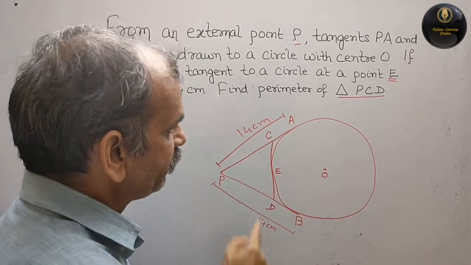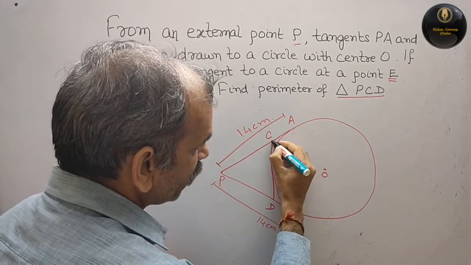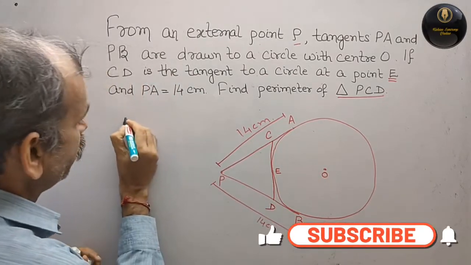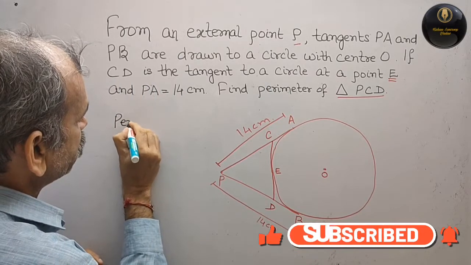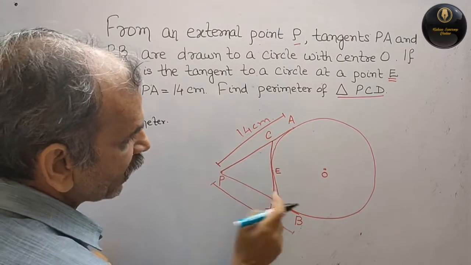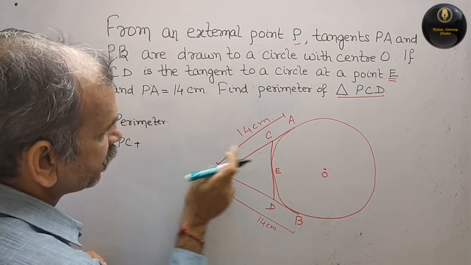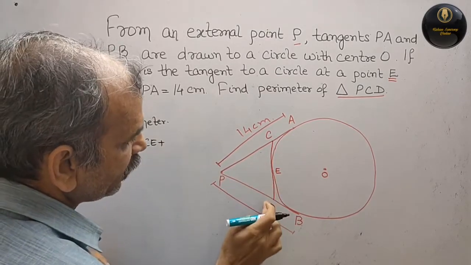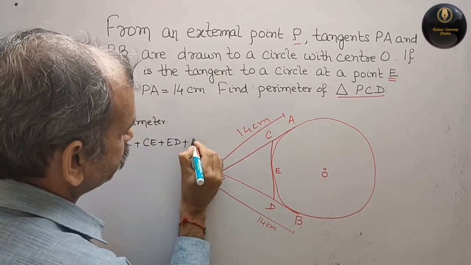Now if you see, C is the external point. Just try to see from here A and from this. So C is the external point. So we have to find out the perimeter first. Perimeter. So the perimeter of this triangle is what? PC plus CE plus ED plus PD.